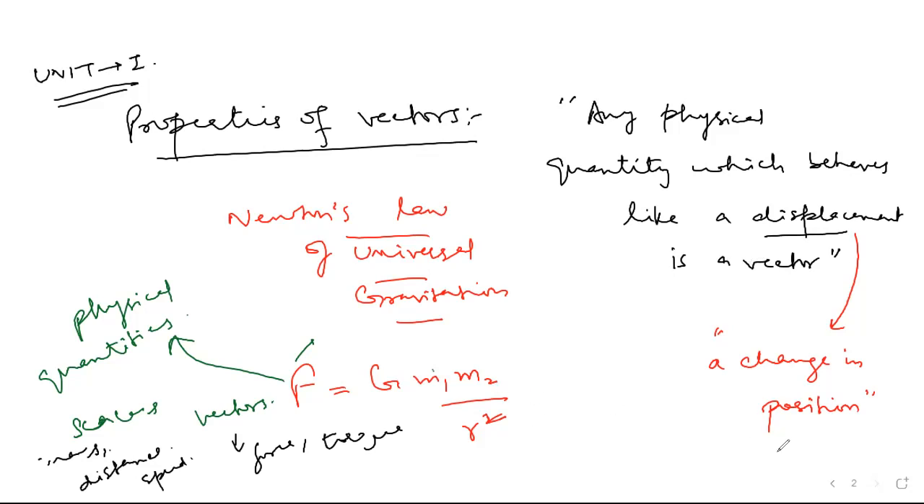Now we move to the properties of vectors. We represent a vector graphically. So I will write first graphical representation.